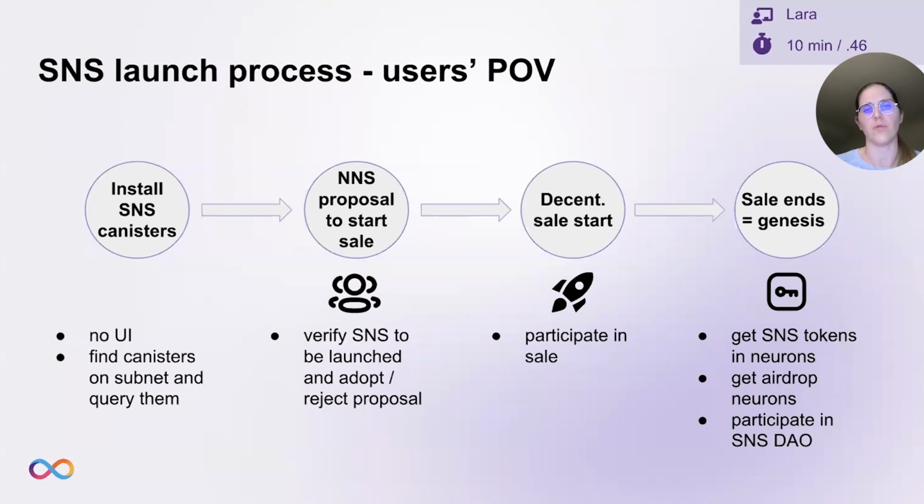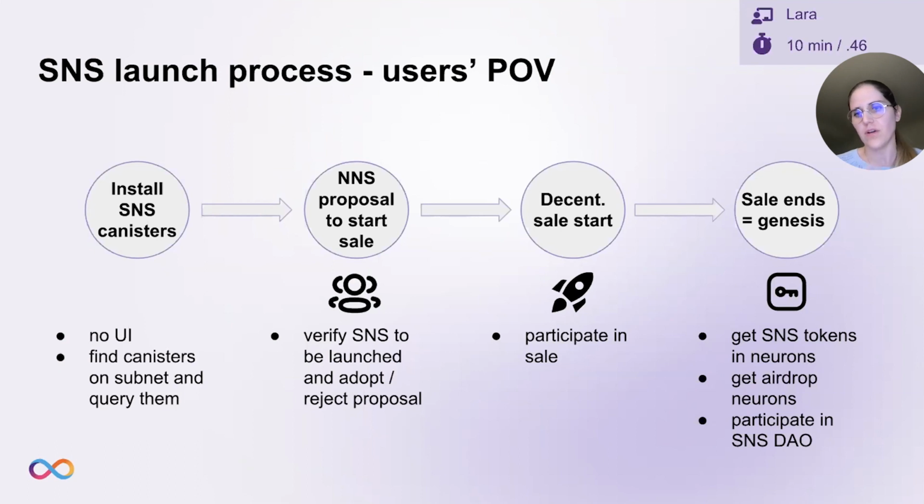They can, for example, look at the canisters, how they are initialized, how the tokens are distributed in the canisters. And then we can all together make a decision whether we want to adopt or reject that proposal. In the next step, when the decentralization sale has started, everyone can participate in the sale. So even people who don't have ICP yet can get ICP and then participate in the sale.